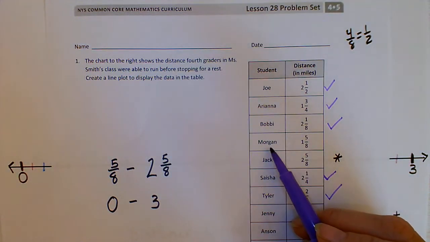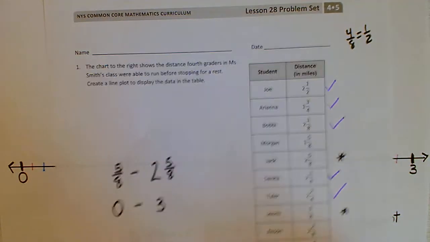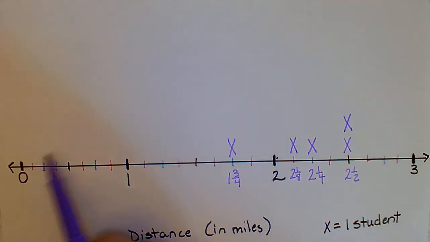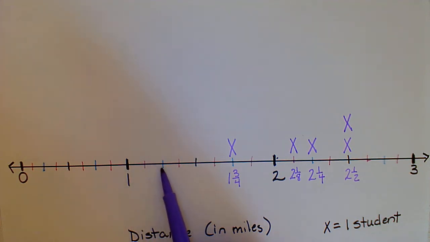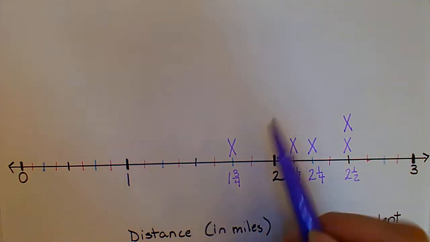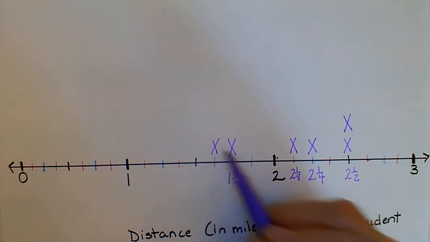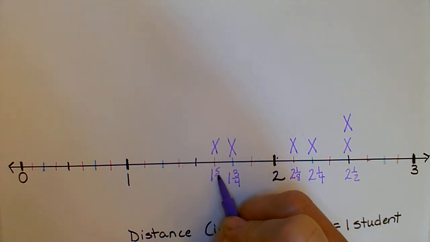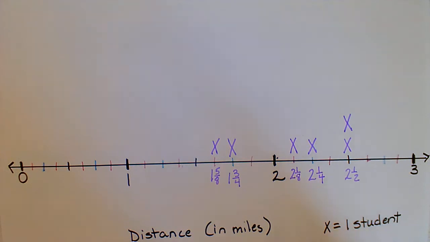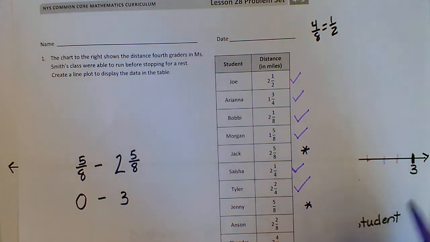And now we're going on to Morgan. Morgan did 1 and 5/8. So I'm going to go to 1, and then go 1, 2, 3, 4, 5, and I'm going to mark it here. And that's 1 and 5/8. And now you see why I decided to make this much longer, so we wouldn't be on top of each other here with the X's. All right, so that was Morgan, right? Yep, 1, 2, 3, 4, 5. So 1 and 5/8 was Morgan.